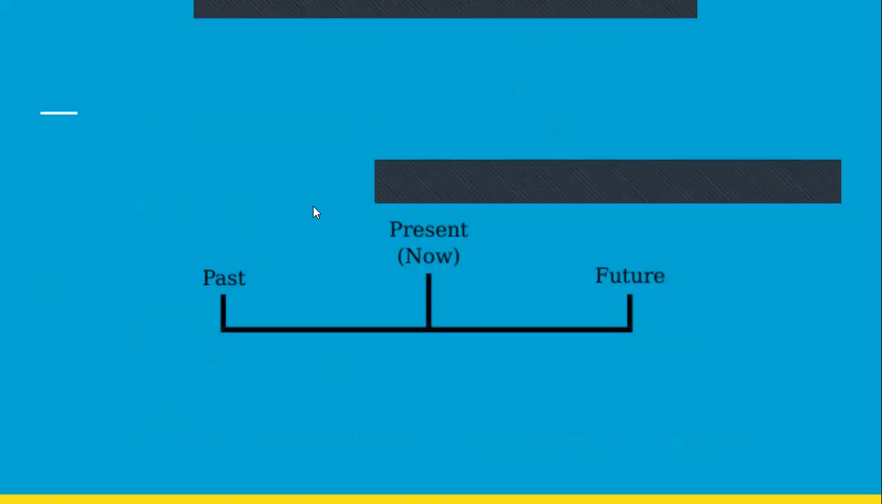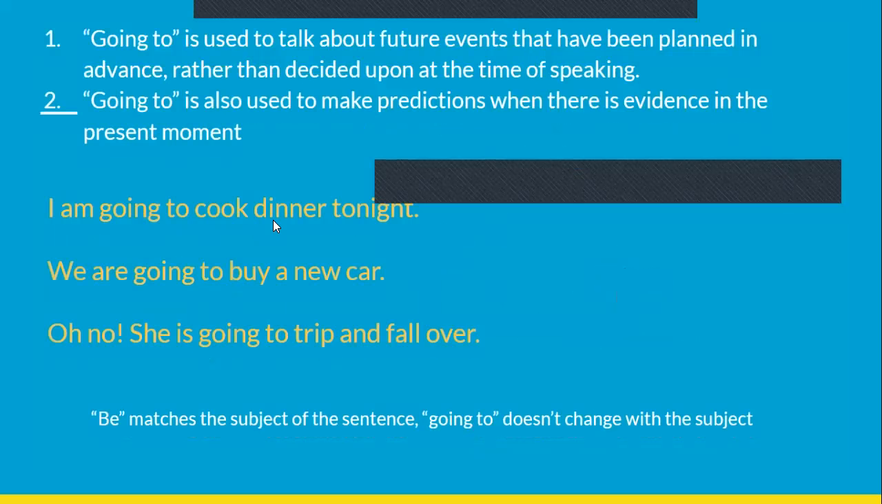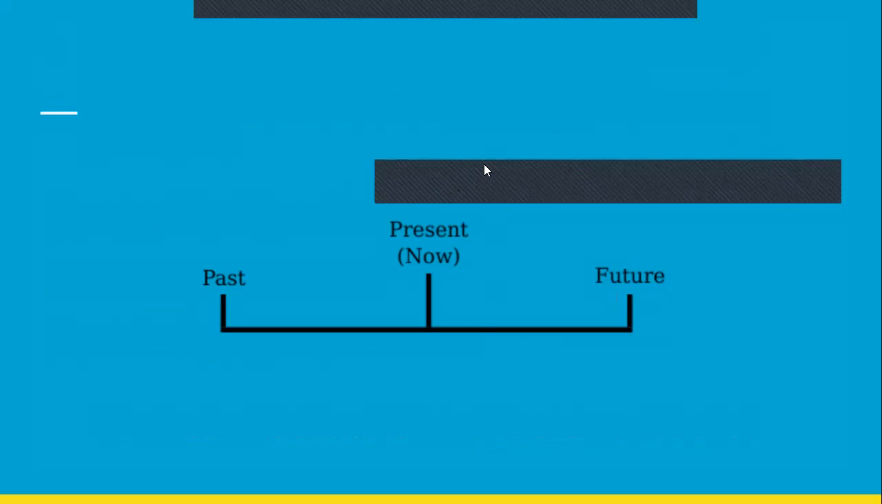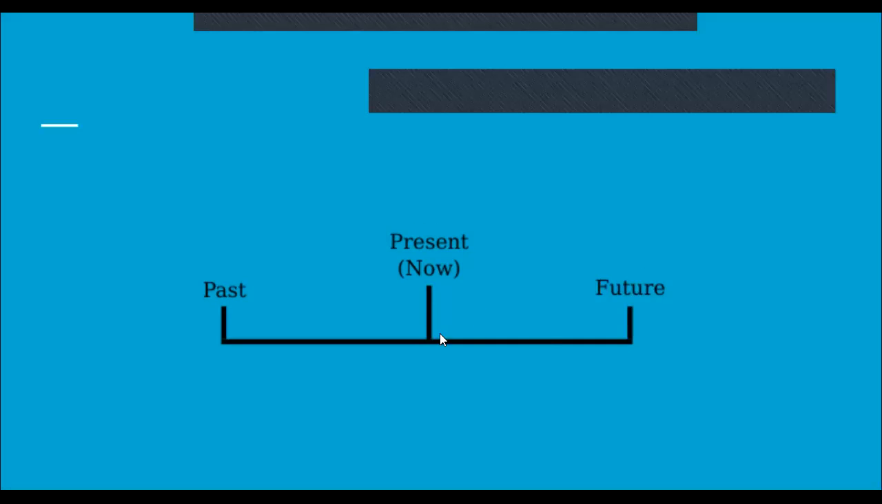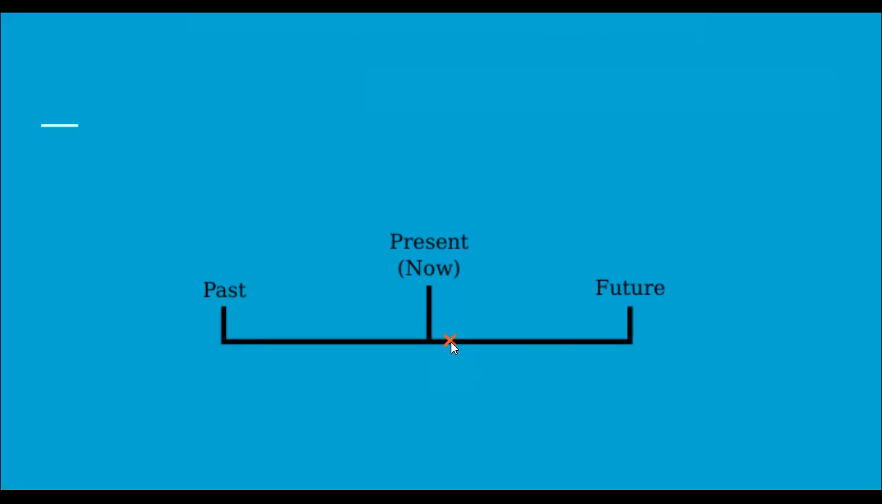Okay, so looking at the timeline, I am going to cook dinner tonight. So at the present moment, standing at the present moment, you've decided something about the future. So tonight, I am going to cook dinner. This is the moment where I'm going to cook dinner. And you've decided this at the present. You've talked about the future. कि future में I am going to cook dinner tonight. आज रात को.